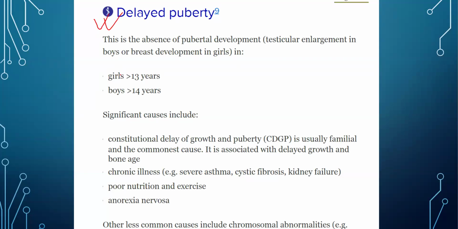Delayed puberty. Delayed puberty is the absence of pubertal development in either boys or girls. So if a boy does not get puberty by 14, and if a girl does not get puberty by 13, that's called delayed puberty. The common cause of delayed puberty is constitutional delay and familial conditions, but most importantly, constitutional delay. Chronic medical conditions, poor nutrition, and eating disorders can be causes as well.